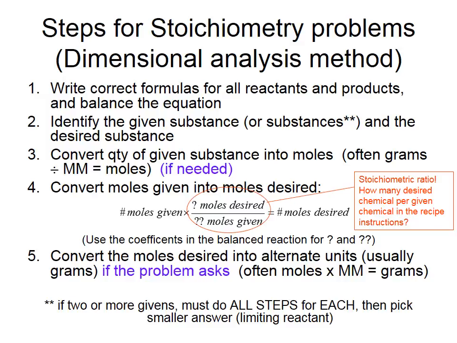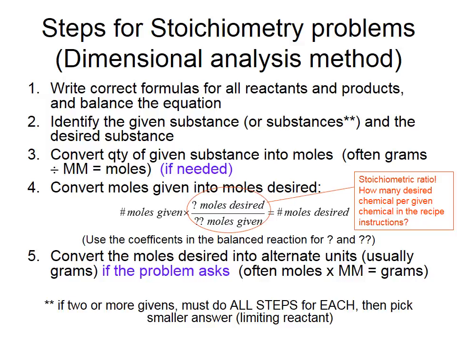You're going to convert the quantity of the given substance into moles. So usually that's grams divided by molar mass equals moles. But sometimes the problem gives you moles already. It says if you add 3 moles of oxygen and 2 moles of hydrogen, in that case, you don't need to convert the quantity into moles if it's already given to you in moles, only if it's given to you in some other units.